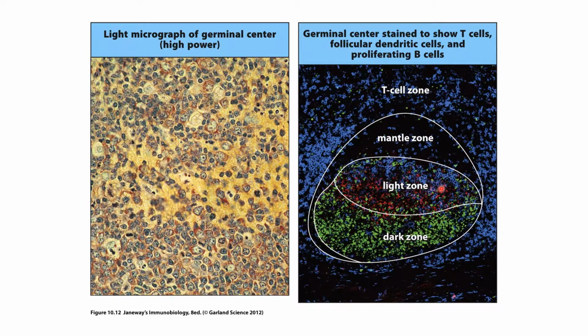Here the follicular dendritic cells are staining red, and down here are the centroblasts staining green.